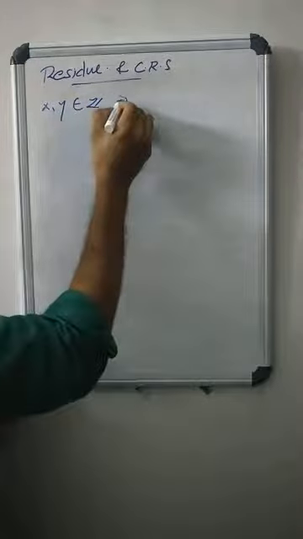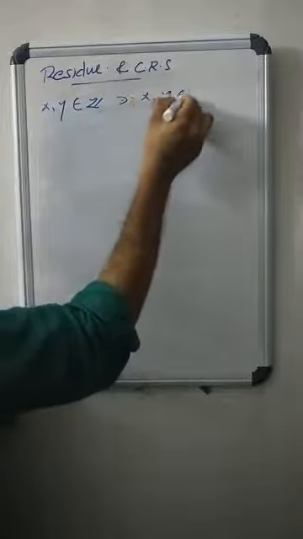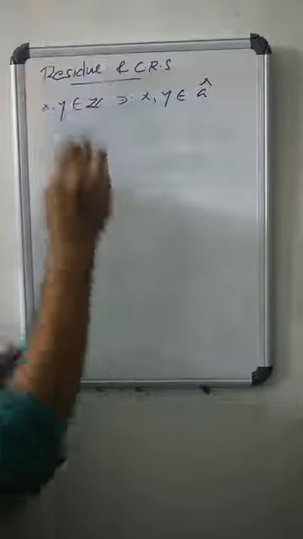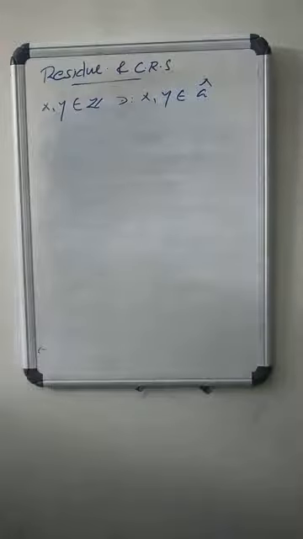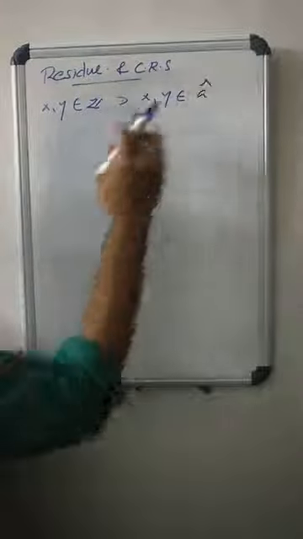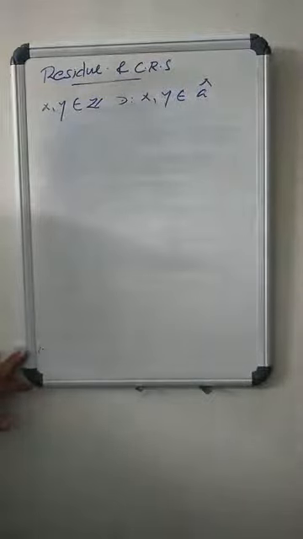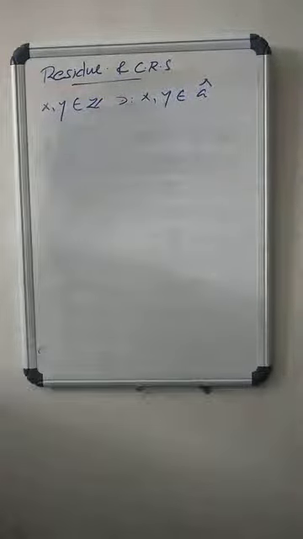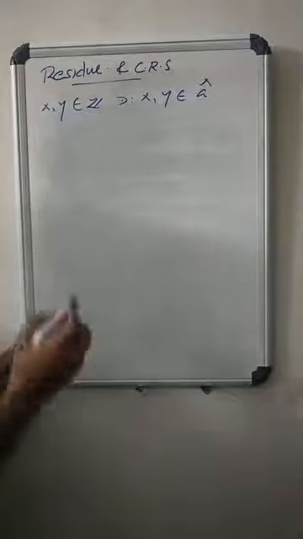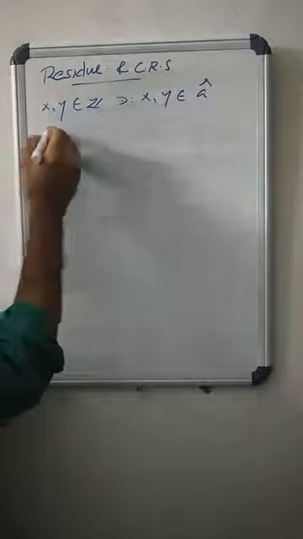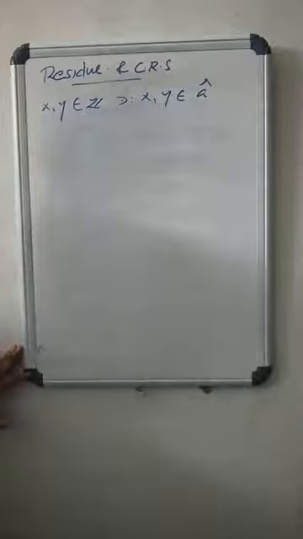Choose x and y in such a way that x and y are present in the same residue class. Let Â be the residue class mod m for a fixed modulus m. Then let x and y be present in Â. Then we have to show that x is congruent to y mod m. x and y fall in Â means x falls in Â and y falls in Â.